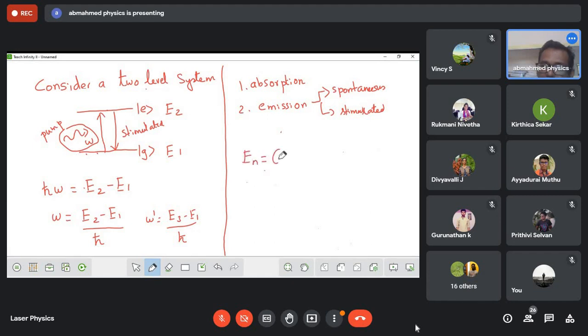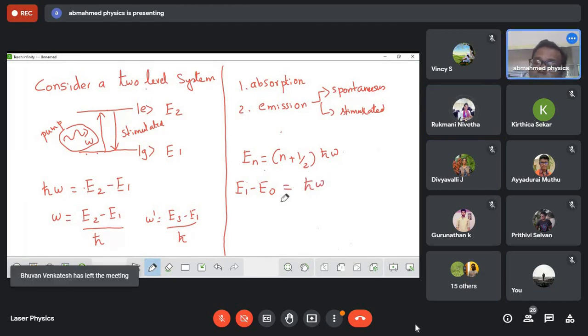En is equal to n plus half h cross omega. What is the difference between 0 and 1? What is the difference? 1. H cross omega. Correct? Yes, 1. Okay.